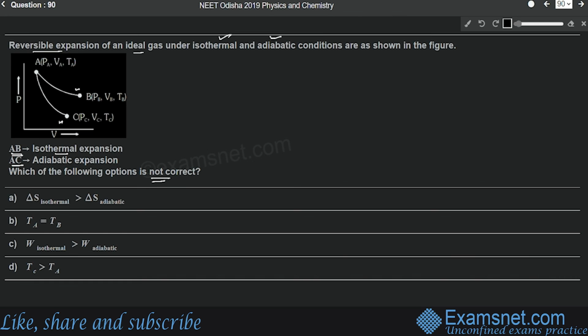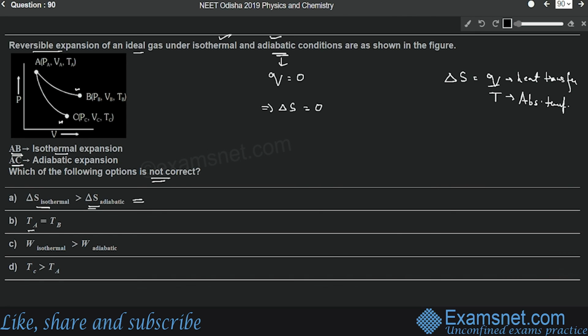First option is that entropy change in case of isothermal is more than entropy change in case of adiabatic. So we know that the entropy change is equal to Q by T, where Q is the heat transfer, and T is the absolute temperature, right? And in case of adiabatic process, there is no transfer of heat, that means Q is equal to 0. Therefore, we can say that entropy change will also be 0. But in case of isothermal, heat transfer will take place. That means the value of entropy change will be more here. So the first option will be correct one. But we have to find out the incorrect. Okay. So let's move to the second option.